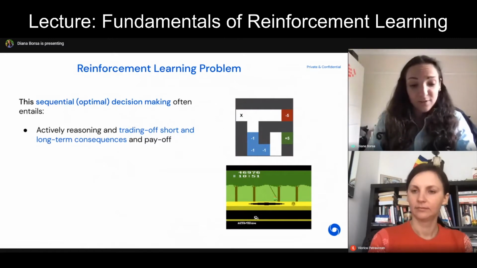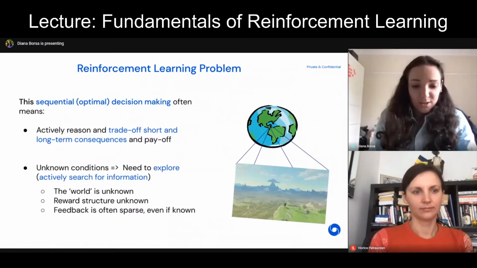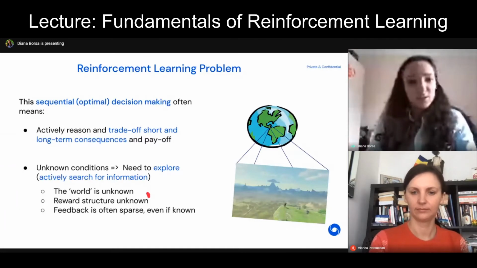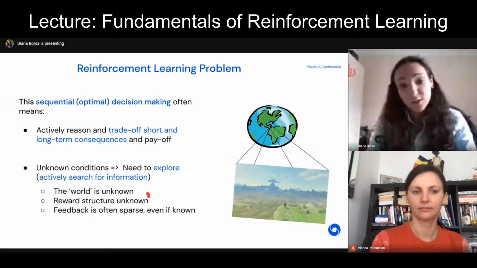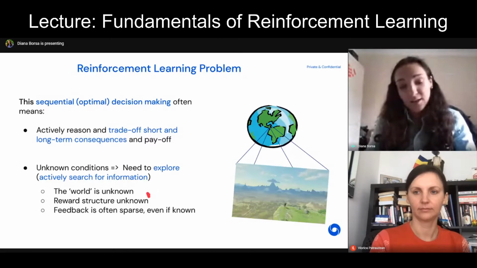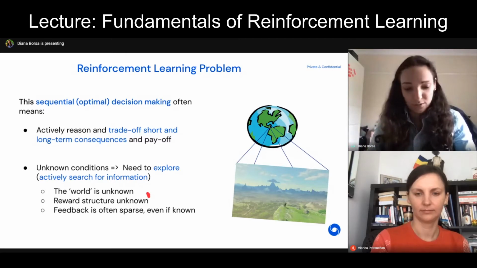To complicate things further, usually we assume in reinforcement learning that the conditions of the world are unknown. That means the world and the environment that we are interacting with is unknown. The reward structure can be unknown, and the feedback is often sparse, delayed, and unknown, which means that we have to reason actively about how to gather information about the world, how to explore in this world in order to discover the structure of the world.